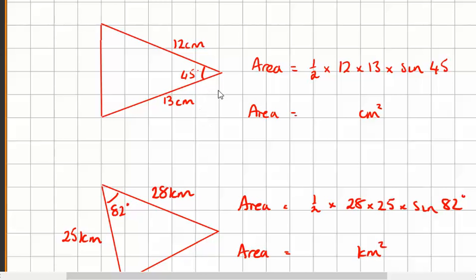Recording. Okay, first one. You should have half times 12 times 30 times, I'm sure you've done it on your calculator. What answers have you got? 55.2 centimeters squared. 55.2.